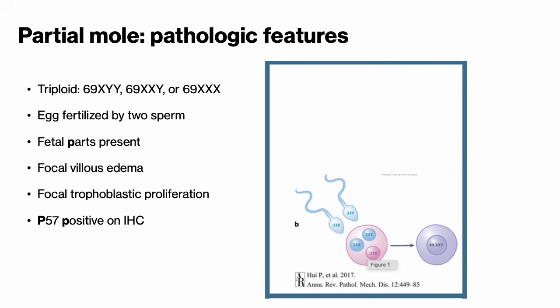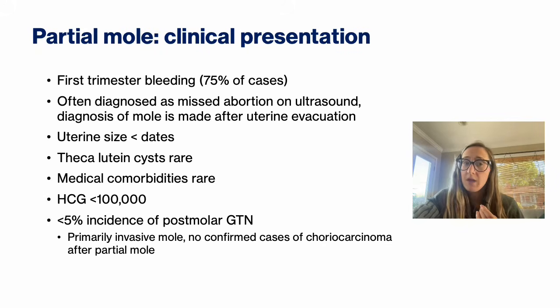So partial mole is usually a triploid. This occurs when an egg is fertilized by 2 sperm. And so I like to think of partial mole. It has a lot of P's. So fetal parts are present, and then P57 positive on IHC. It can have focal villus edema and focal trophoblastic proliferation. It oftentimes presents as first trimester bleeding. It's often diagnosed as a missed abortion on ultrasound.